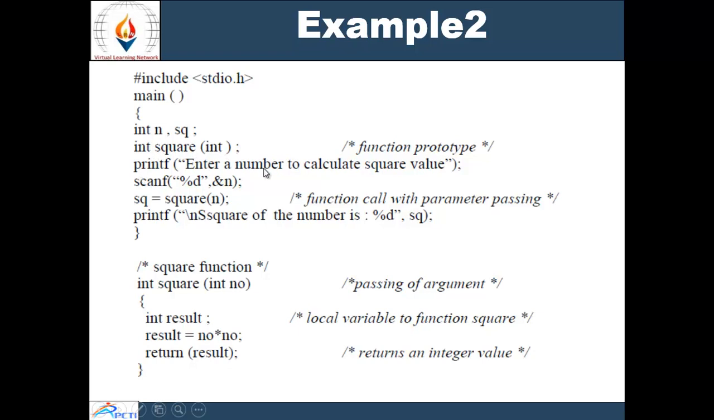Printf, enter a number to calculate the square of a value, then scanning the number and it will be stored in the n variable. Here sq equal to square n is used to call the function with passing the parameter n that I have taken input from the user. When the program reaches this statement, it will take the control to this function and execute the following statements. It will produce the result by multiplication number into number and then return the result to sq, and this will print the square of a number.